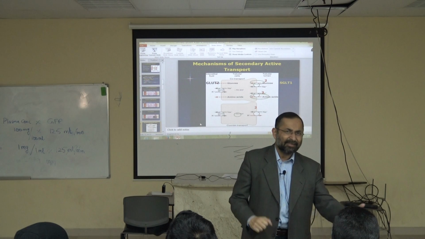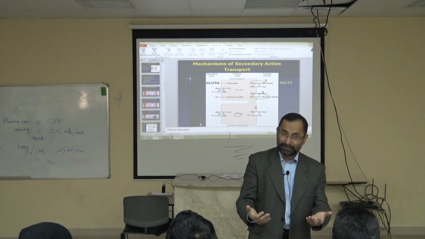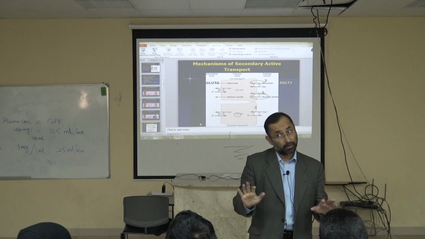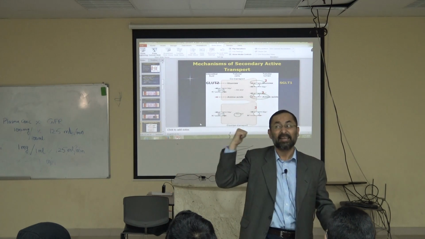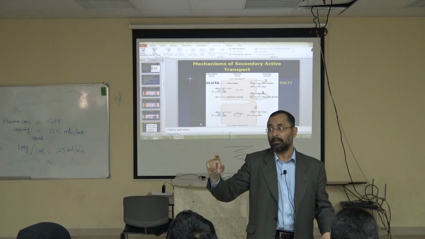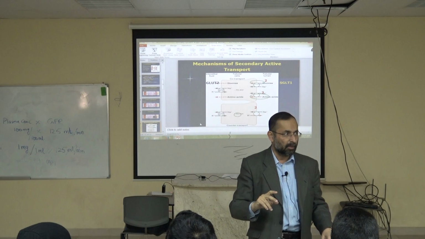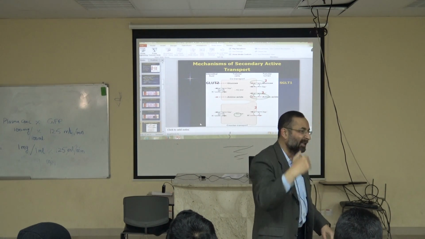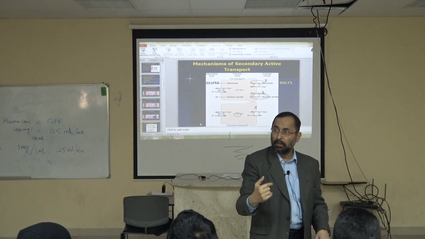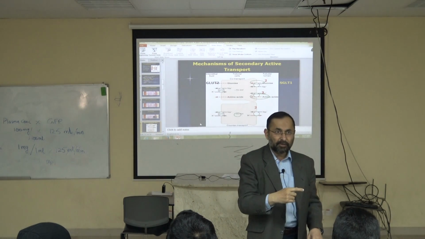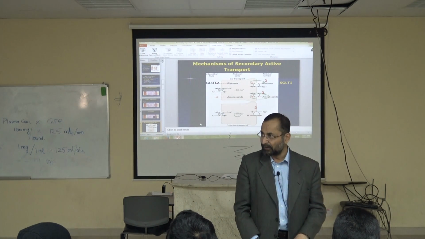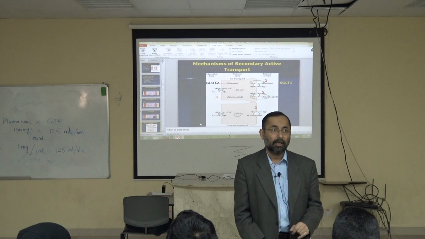But what do you think? This counter transport, is it a type of secondary active transport? Yes or no? So all transports shown in this diagram are secondary active transport. Some are co-transports, one is counter transport. All are present on the luminal surface in this diagram at least.